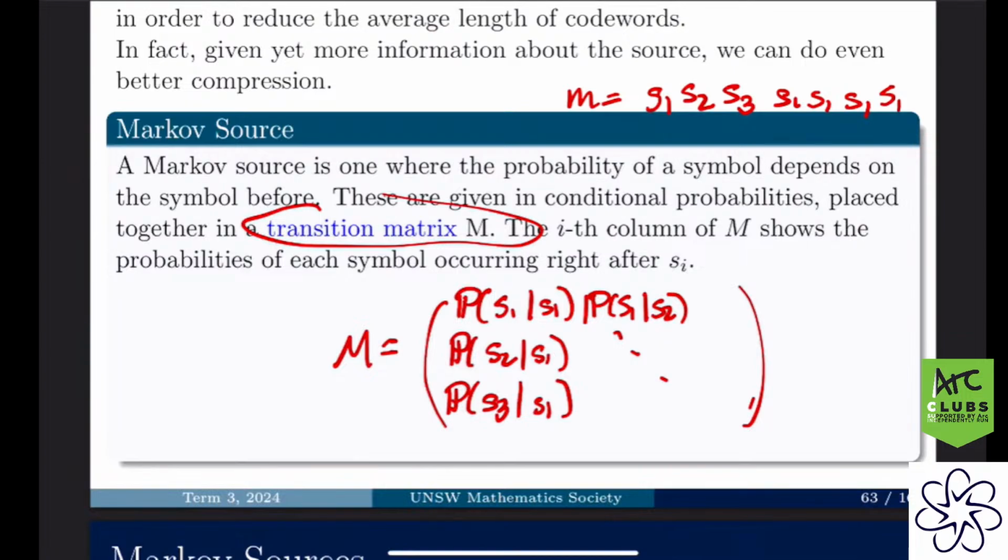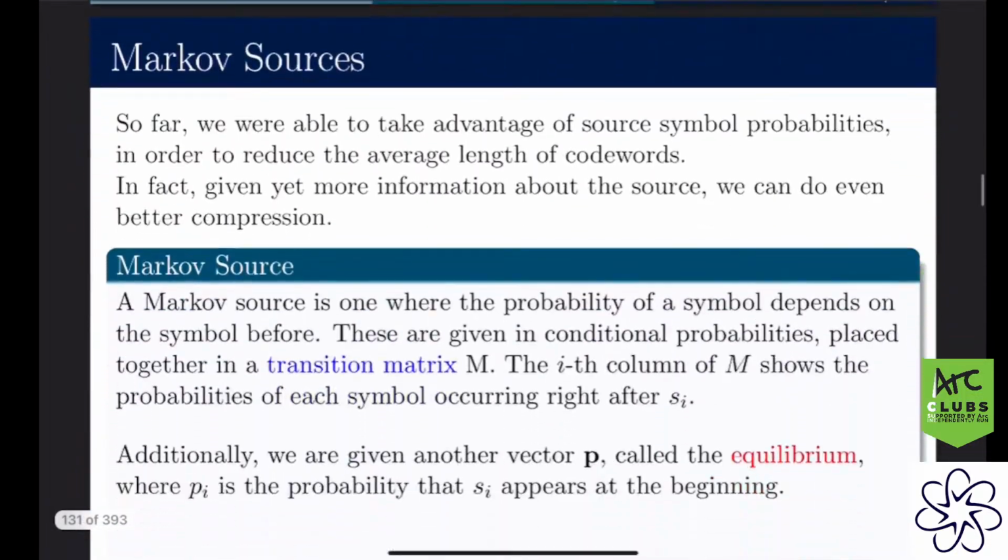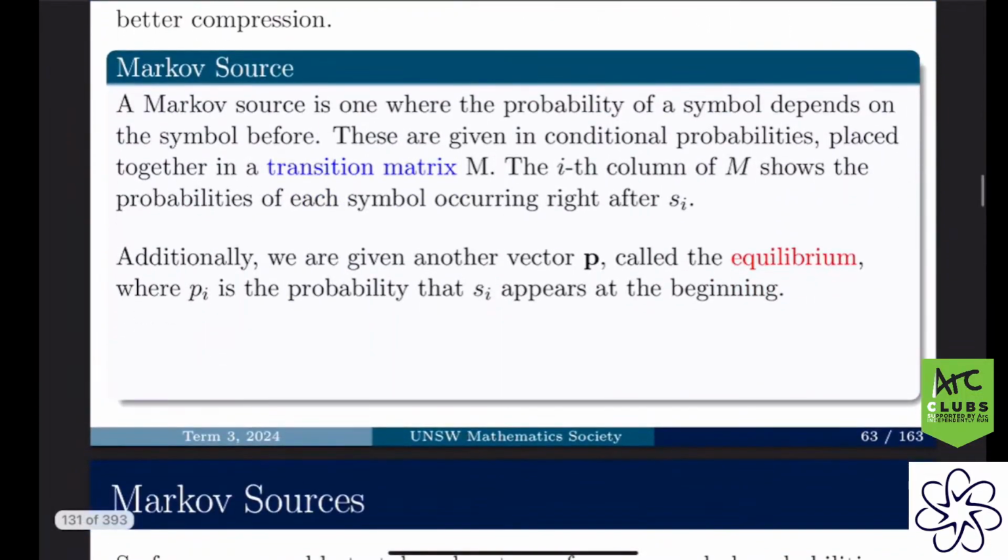Yep, so this is what our Markov transition matrix looks like. And we see that the columns of M show the probabilities of each symbol occurring right after S_i. Cool. Additionally, we have this vector called the equilibrium.